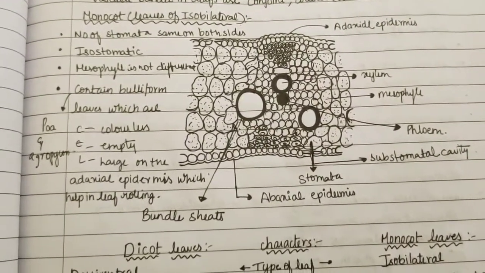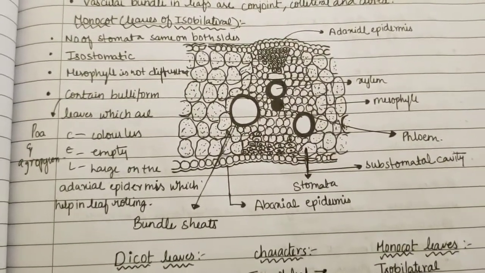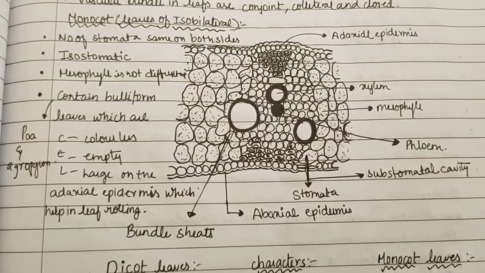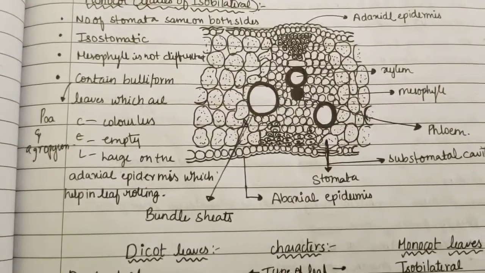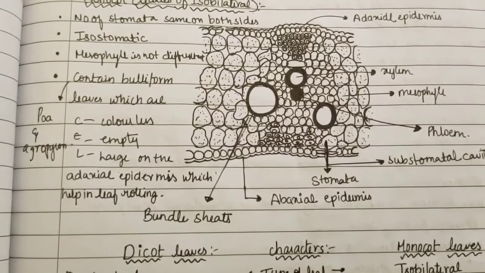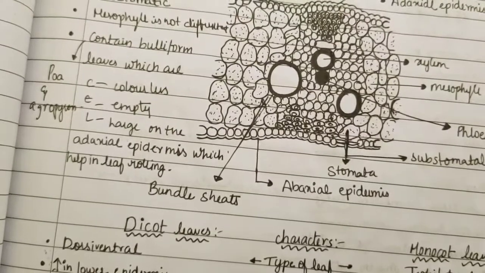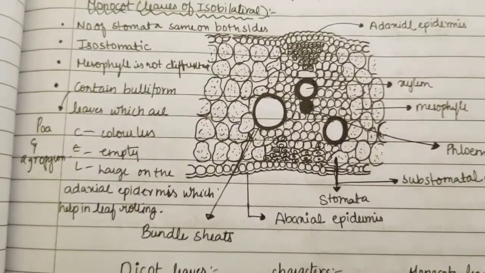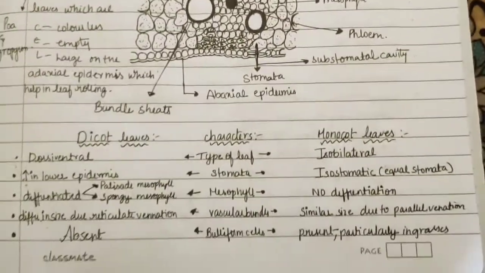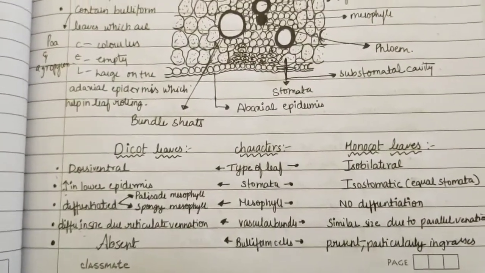Let us discuss monocot leaves, or isobilateral leaves. Here the number of stomata is the same on both sides. It is isostomatic, that means stomata are the same on both sides. Then the mesophyll is not differentiated into palisade mesophyll and spongy mesophyll, and it contains bulliform cells on the leaves, which are colorless, empty and large on the adaxial epidermis, which help in leaf rolling. It is seen in Poa and Agropyron.